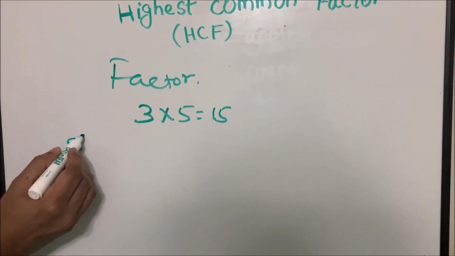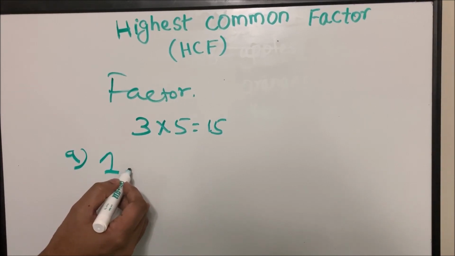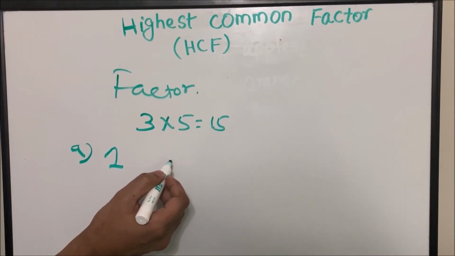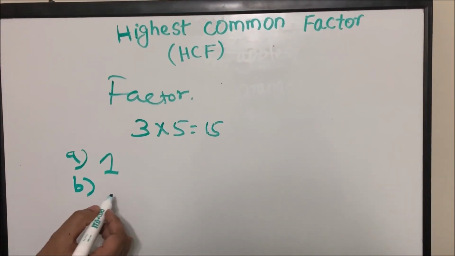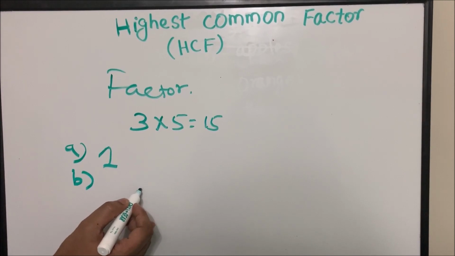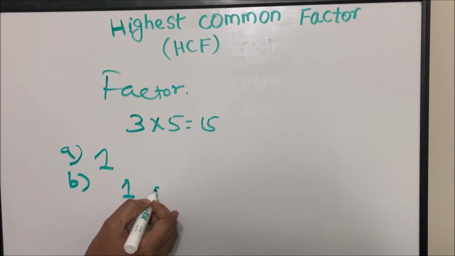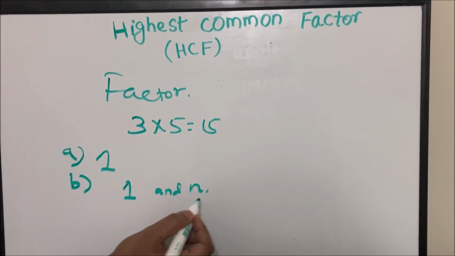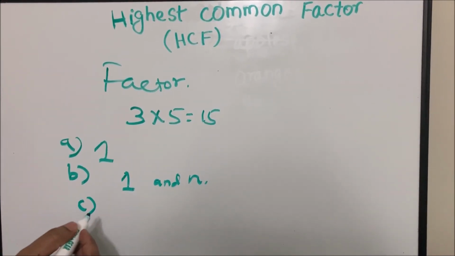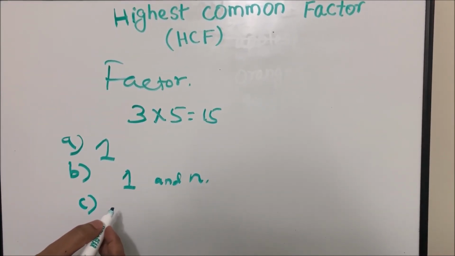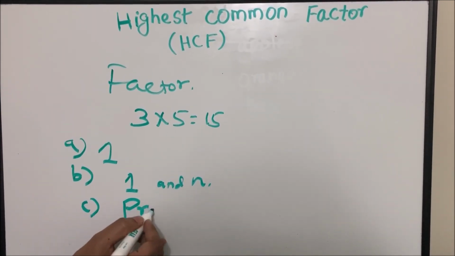First point is the number 1. The number 1 is the smallest factor of every number. And the second point is every number has a minimum of two factors, that is 1 and the number itself. Third, a number that has only two factors, that is 1 and the number itself, is called a prime number.